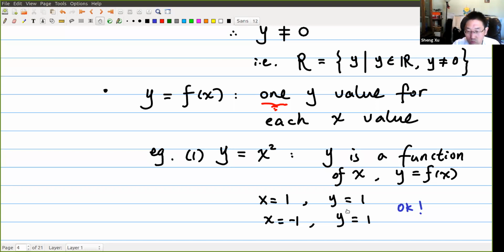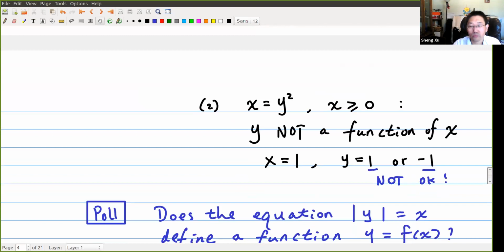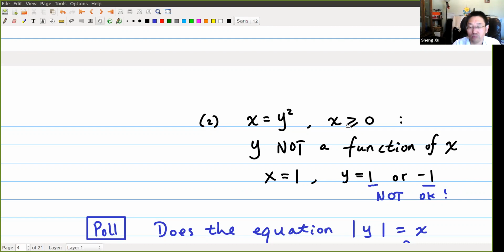This is okay. Now look at this equation here. Suppose I have the equation x equals y squared, and x, of course, must be non-negative, right? Because it's a square. So in this case, you cannot regard y as a function of x. You can regard x as a function of y, but you cannot regard y as a function of x. So y is not a function of x.